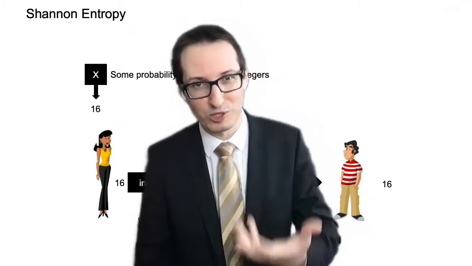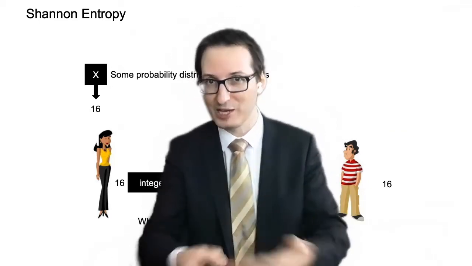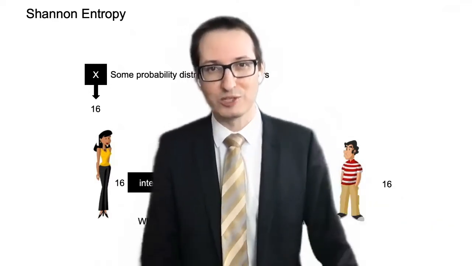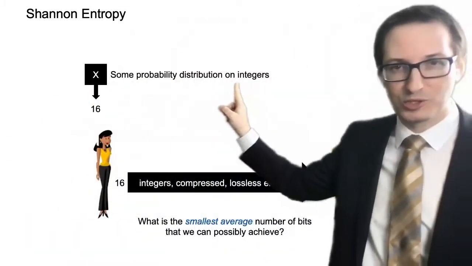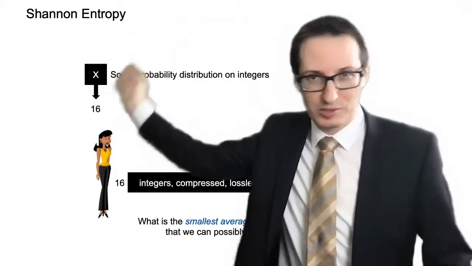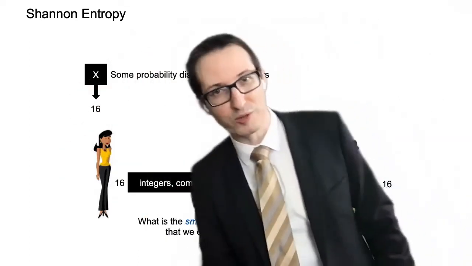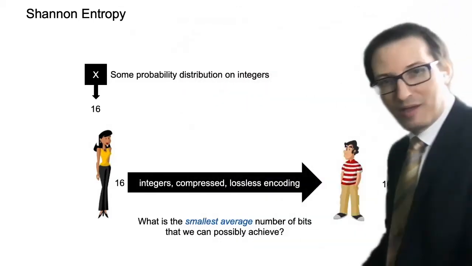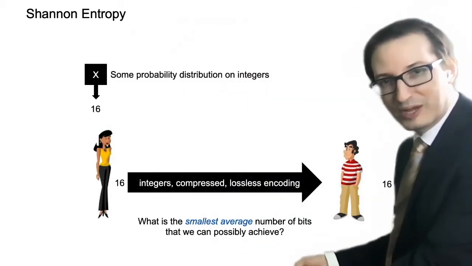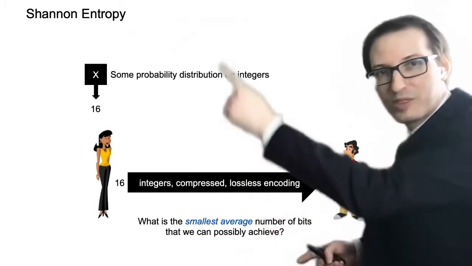Well, it turns out that somebody called Shannon, Claude Shannon, I think, came up with a concept that is defined on a probability distribution. So it's basically a measure on a set, probability distribution. And the entropy of that probability distribution is basically the number of bits that it would take on average to encode the members of the set in which you have the probability distribution. So if you have a probability distribution on integers, so imagine a magic box that just distributes integers to you, 16 is just a randomly drawn integer, then what is the smallest average number of bits that you can possibly achieve? This is achieved with the Shannon entropy, right?